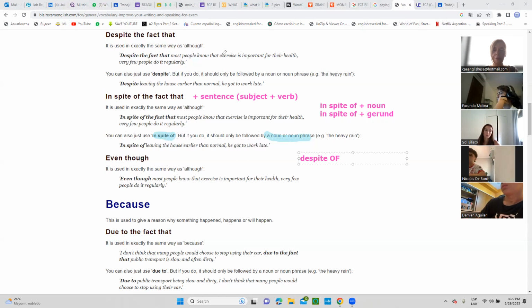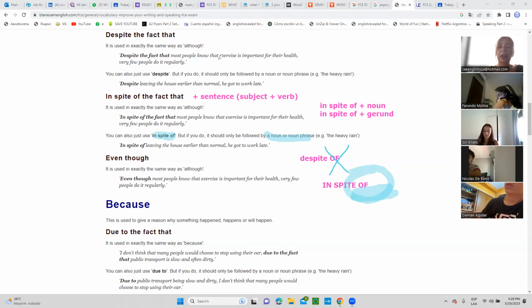Despite of. No. No. Because then students get them confused. Oh, I remember, in spite or despite of. No. Despite only. No of. And another problem is that students write in spite alone and they forget about of. Okay. So remember that you have to write in spite of. With in spite, you need the preposition of.